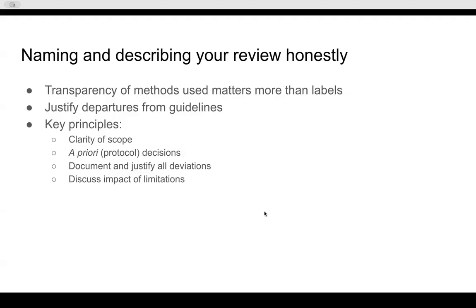So the core principles here really are being really clear about the scope and the intention of your review, having all of the decisions around your methodology planned in advance in the protocol. Any deviations from that protocol are documented and justified really transparently. And any of the methods that you choose that might have limitations associated with them are discussed clearly in your report as well. So if you're doing all those four things, it really doesn't matter what you call it. The problems that we have are where people say they did a systematic review and then depart from methodology, don't report very well. That's where the problems come in.